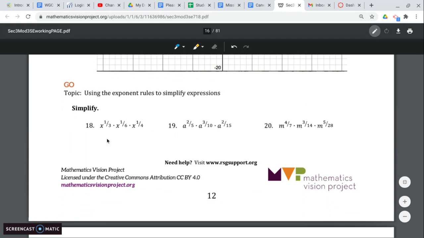The last section, we're looking at using exponent rules to simplify the expressions. So we have x to the 1/3 times x to the 1/6 times x to the 1/4. So we are going to add all of these exponents together. Now, what do we know about adding fractions? They all have to have the same denominator. So what is the common denominator between 3, 6, and 4? They all go into 12.